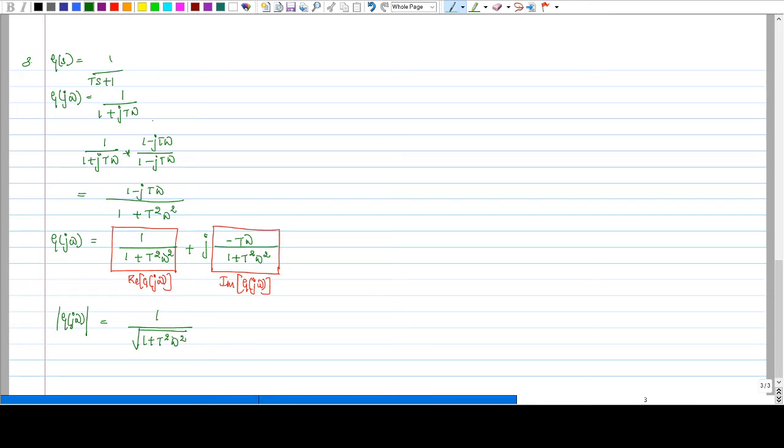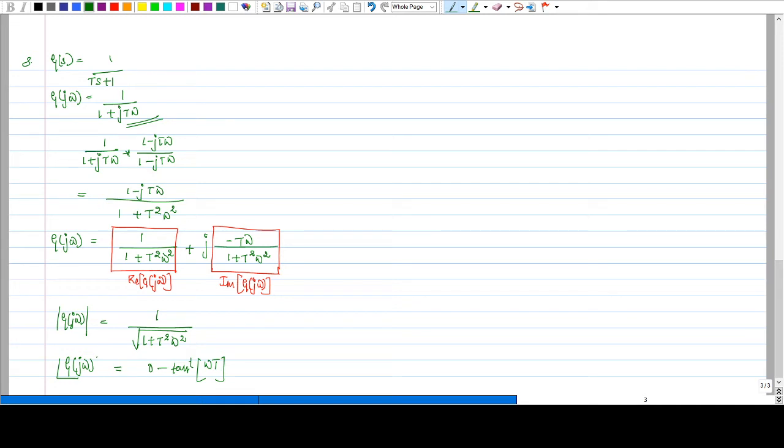So you can take it from this expression only. You don't have to verify it from this expression. From this expression itself, you can write that the magnitude is equal to 1 divided by root of 1 plus t square omega square, and angle of g of j omega is equal to the angle of this, which is 0 minus tan inverse of omega t divided by 1.